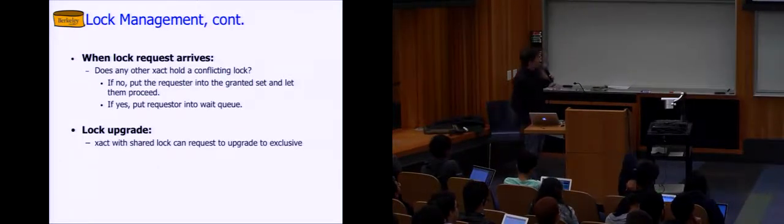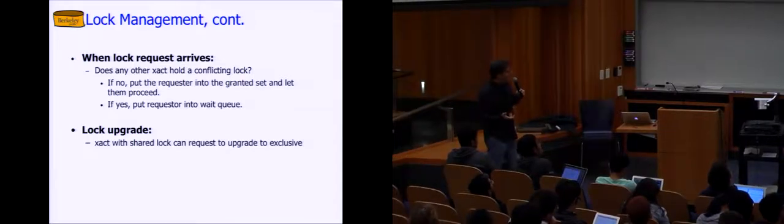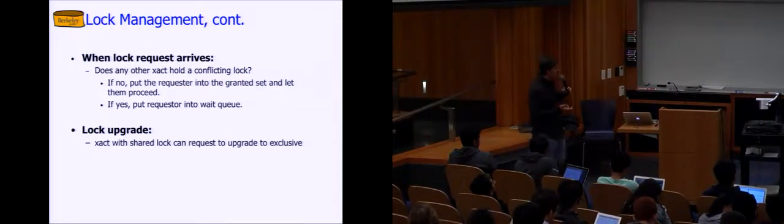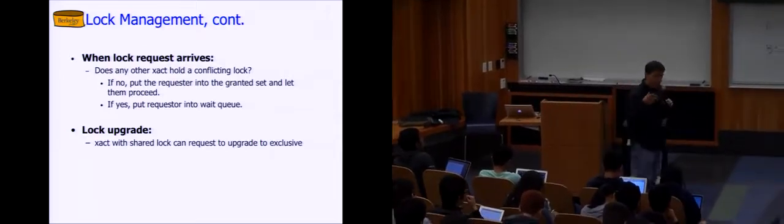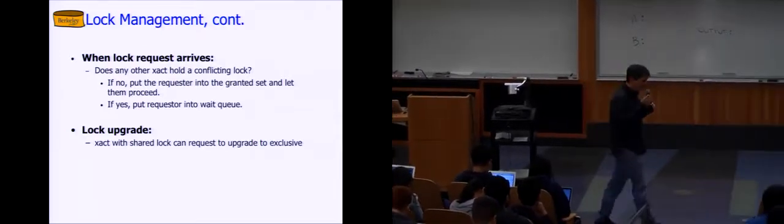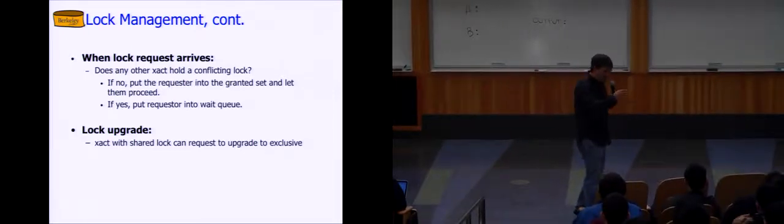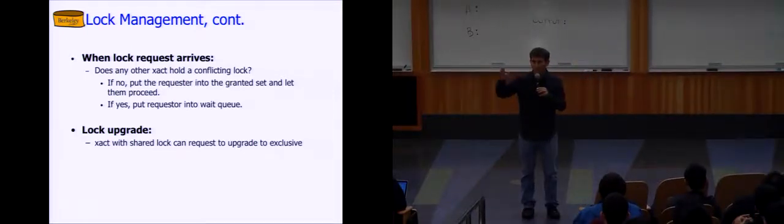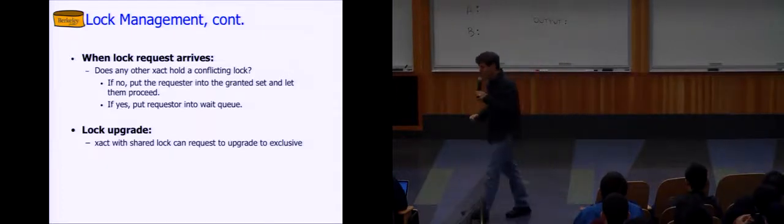When a lock request arrives, you look in the hash table, you being the lock manager. Is there any other transaction with a conflicting lock? If the answer is no, then you put the requester into the granted set, and you let them proceed. So if you think of your lock manager as a function call, I would like a lock, please. This would be the point where the thing would just return and say, go for it, right? It would have put your state into the lock table, and it would have just returned control to your thread.